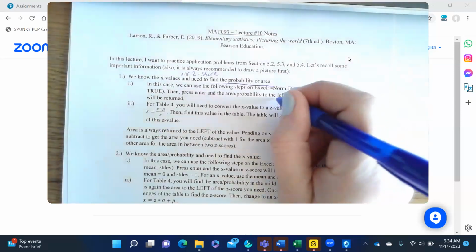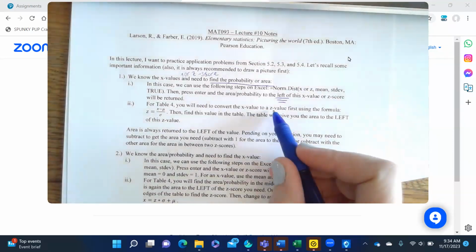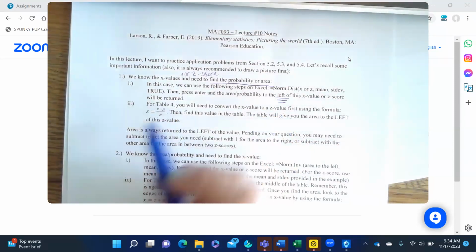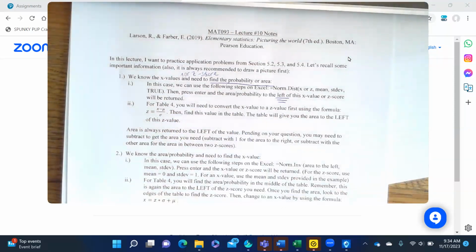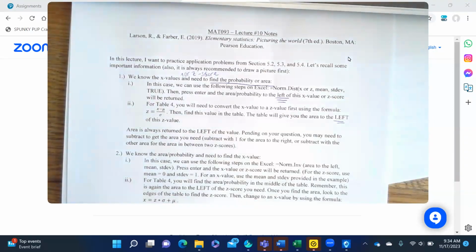Just remember that when we do this, the area is always going to spit out to the left of that z-score or x value. For the table, if you do have an x value, you would have to convert to a z-score first. And then you can do that using this formula here. And then you would find the value in your table. And then the table, again, will give you the area always to the left. So just keep in mind, if you're looking for the area to the right, for instance, you would have to subtract it from 1. Or if you're looking for the area in between two z-scores or in between two x values, you'd have to subtract those areas together.